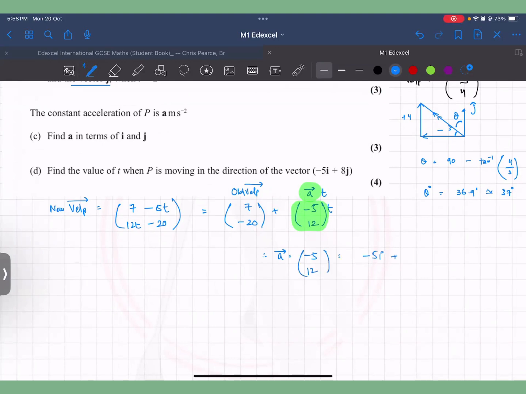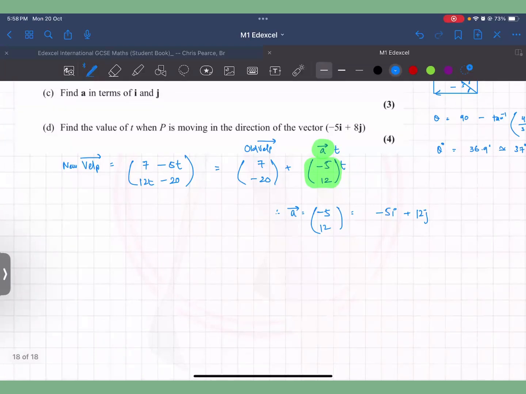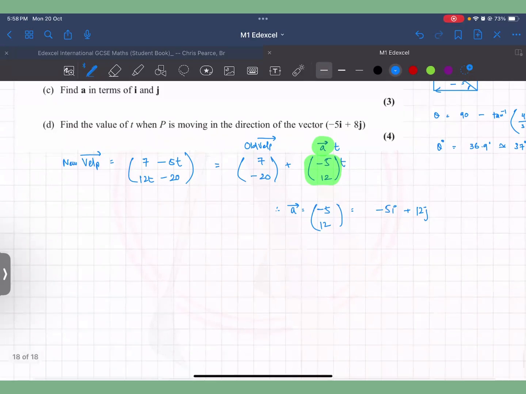Minus 5i plus 12j in terms of i and j. Find the value of t when P is moving in the direction of the vector. Okay, look, is moving in the direction of the vector. They have not given you the velocity of P. They have given you the direction of P's movement. So this means the new velocity vector of P will be parallel to this vector because both have the same direction.